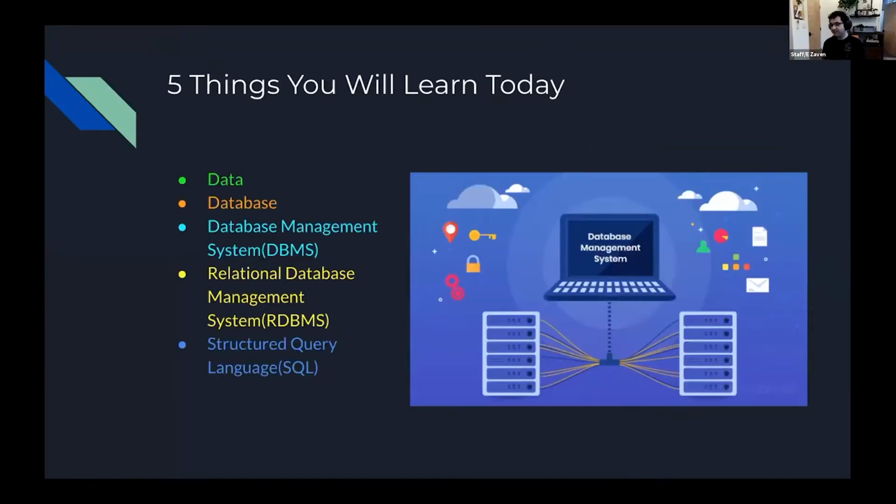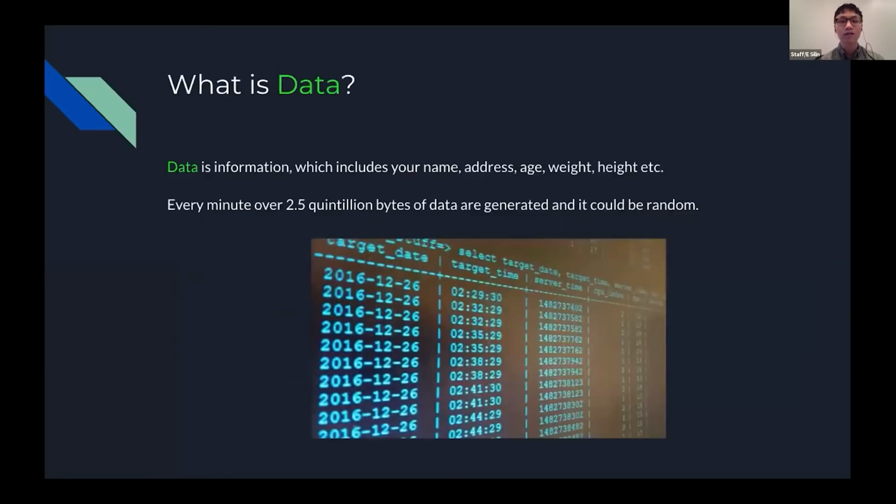Okay, so here are the 5 things we will learn in our class today: data, database, database management system, relational database management system, and SQL. It kind of looks stressful, but we will go through them one by one. So firstly, let's talk about data.